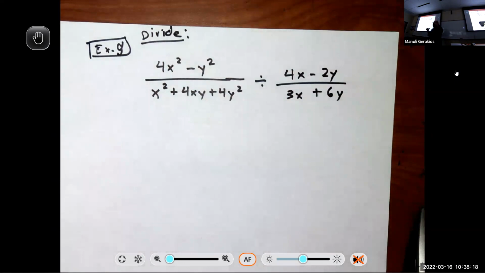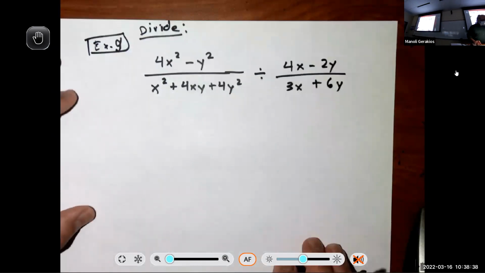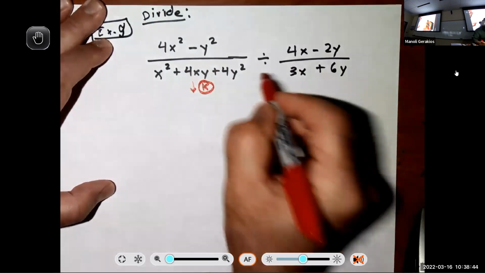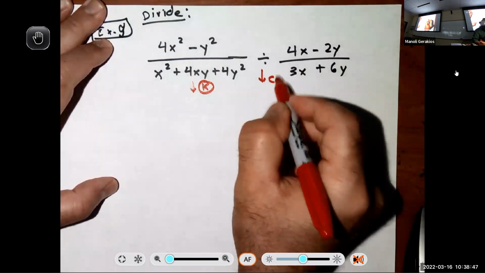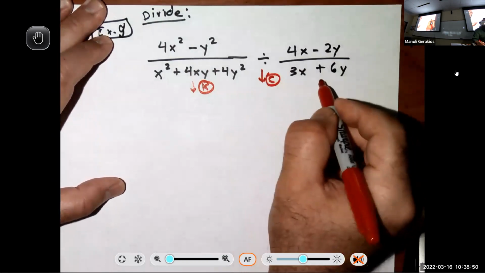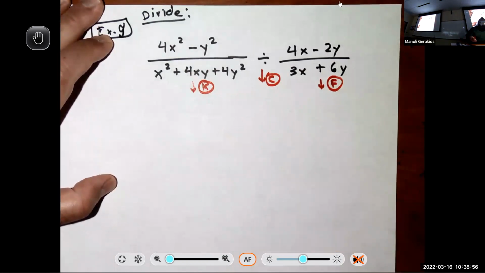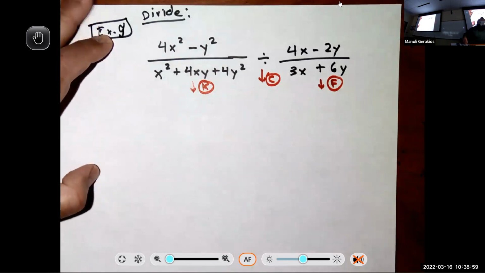Keep. For which one? The first one or the second one? Very good, Priscilla. Keep the first one the same. Change division to multiply, and then flip, make the multiplicative inverse or reciprocal of the second one. So that trick still works for us. Keep the first one exactly as it came to us. Change division to multiplication. Then flip this. It's informal, but it's the way that people remember it. Flip the second fraction, turning it to its reciprocal or multiplicative inverse.